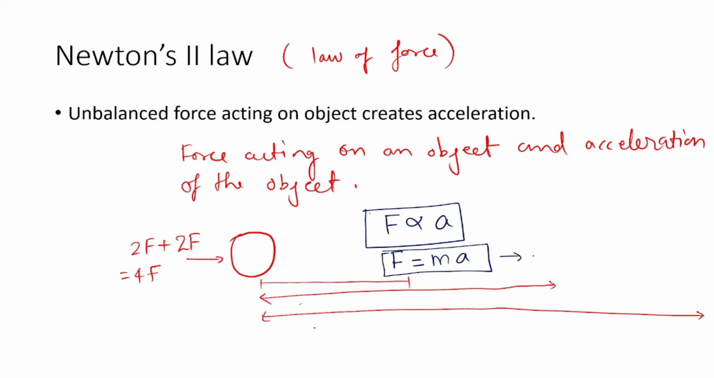Now the unit of the force can be written as Newton, or you can write the unit by using this formula. The unit of mass is kg and the unit of acceleration is meter second power minus 2. So the unit of force is kg meter second power minus 2.